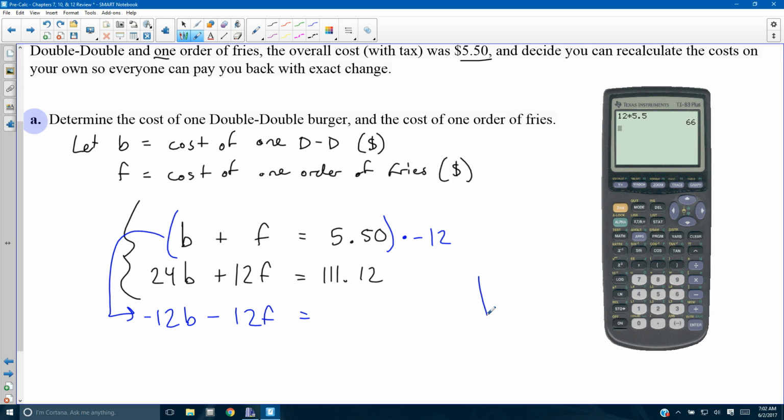All right. 12 times 5.5. Duh. I thought of something else. Ignore me. 66. Negative 66. Make a fool out of yourself, Mr. Robinson. Perfect. That's why you're leaving it on here. It's why you're not editing it out.